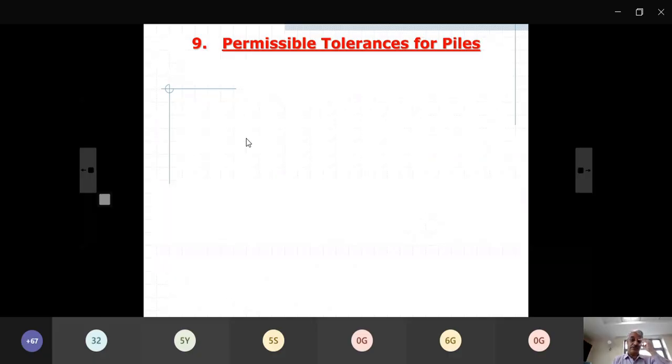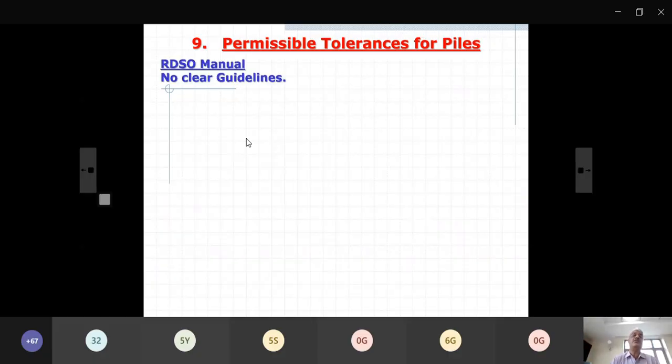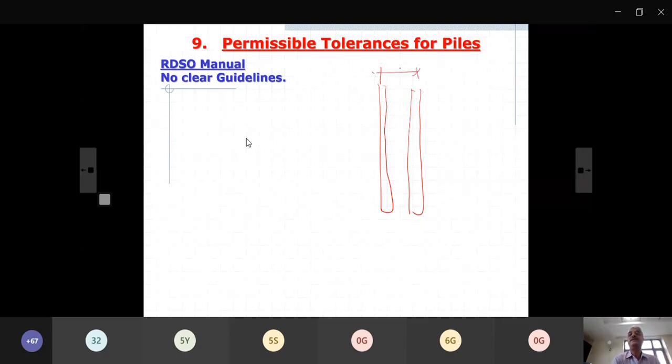Then another issue in pile is permissible tolerances for piles, meaning locational tolerances. There can be two things in pile and well which happen. This is, let us say, a pile. One is called shift: your pile remains vertical, but it shifts. Another is called tilt: it is tilted like this, the angle has changed. You can measure tilt in degrees or 1 in whatever.